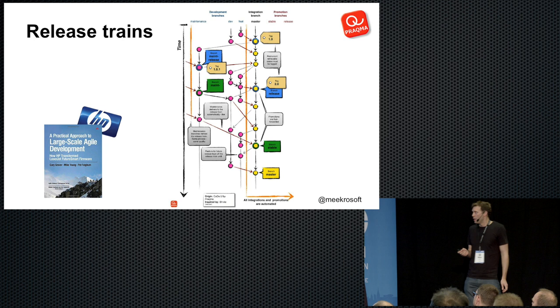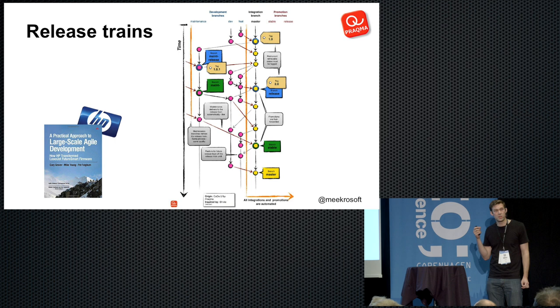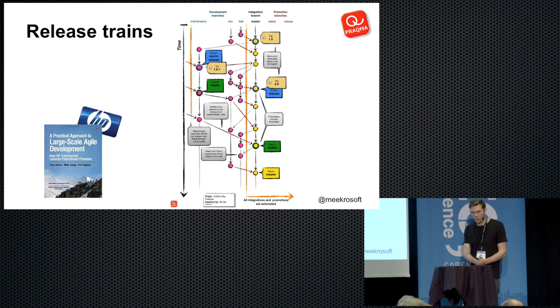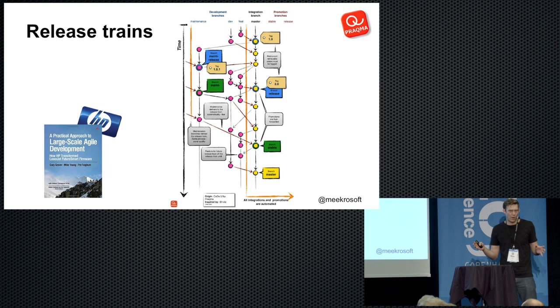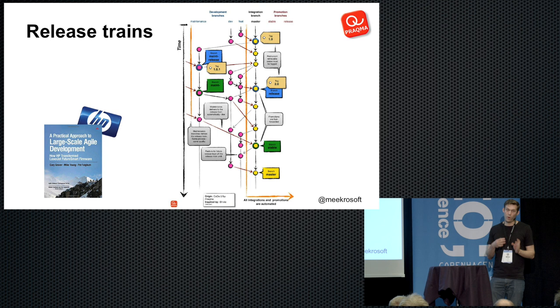Now, there's a great book from Hewlett-Packard. Actually, it's printed by Addison Wesley, but it's about the story of the HP LaserJet business line and the transformation they went through from 2006 to 2011. And that's an example of also how to change very embedded systems and the way you deliver them.